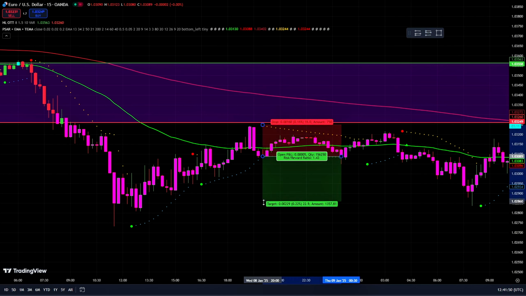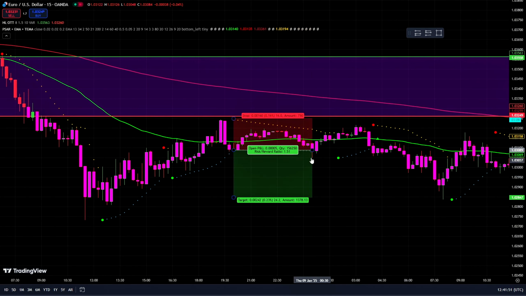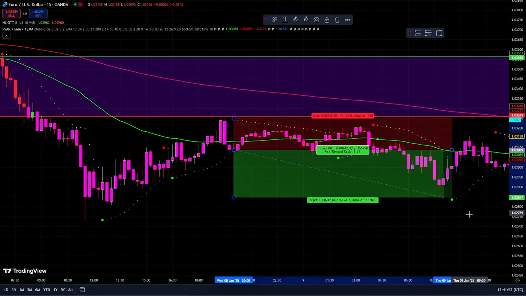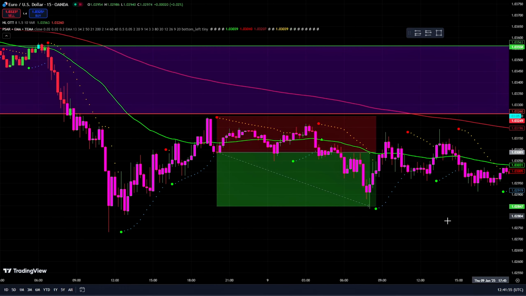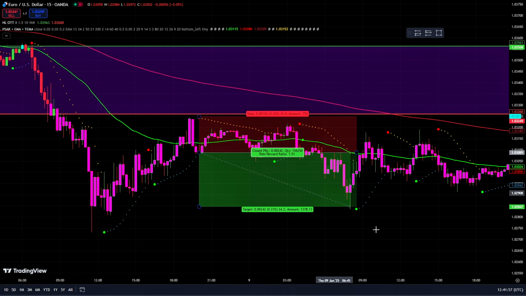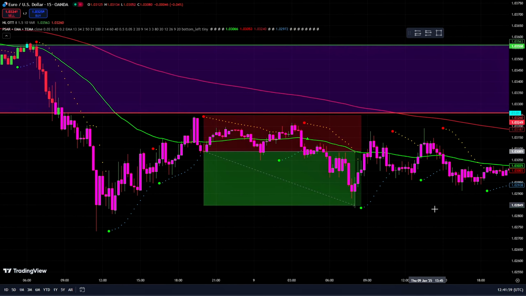Candlestick is red. Place a sell order after the bearish candlestick closes. Stop loss. At the highest OTT line, take profit. Use a 1 to 1.5 risk to reward ratio.